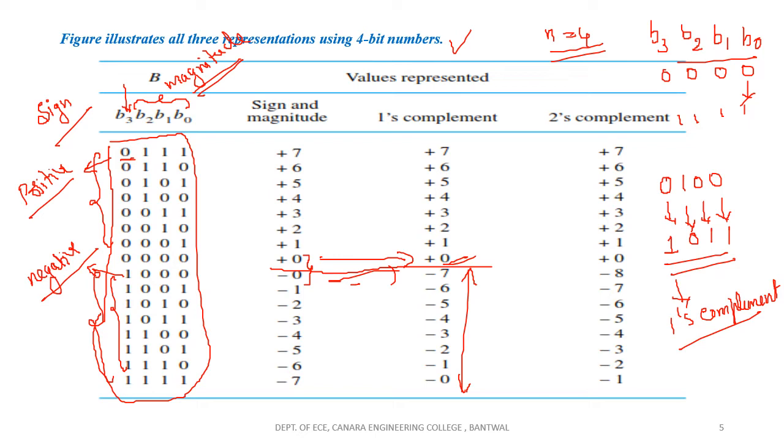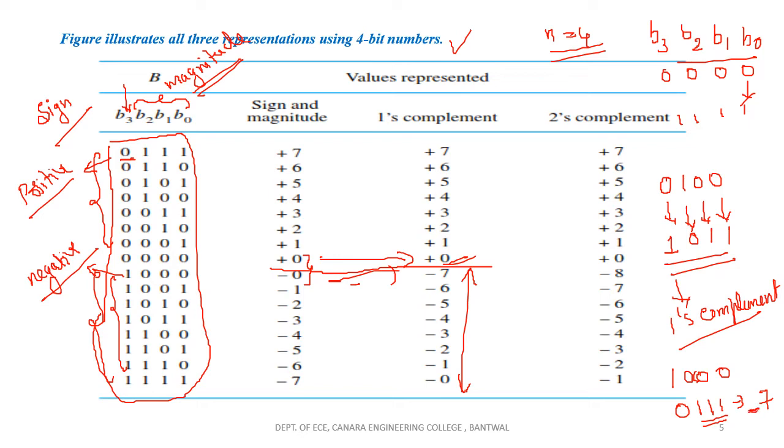Let me take this number 1 0 0 0. What happens if I complement it? It becomes 0 1 1 1. What is this number? If it is 1 1 1, then it is 7. So 7, that is minus 7, since we have taken the ones complement.